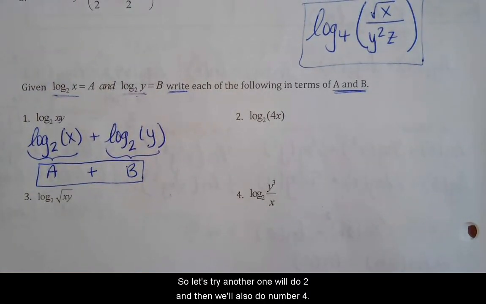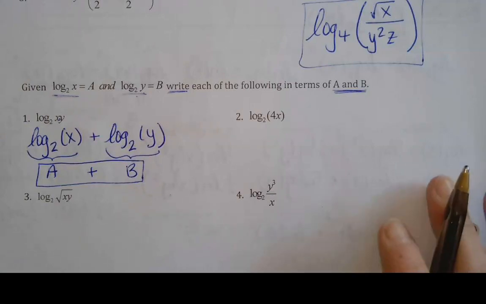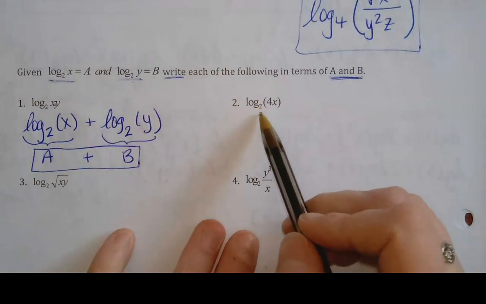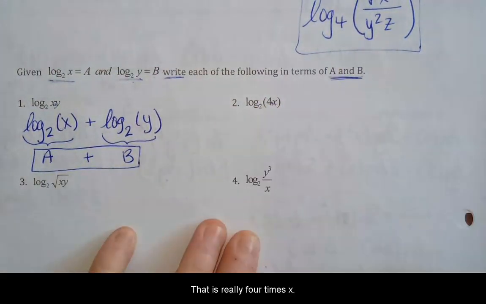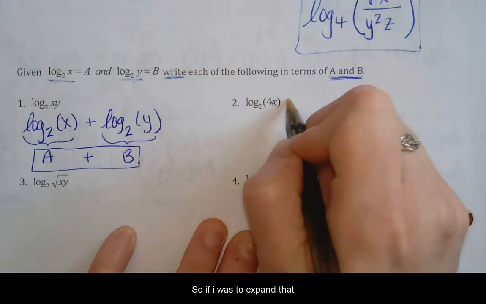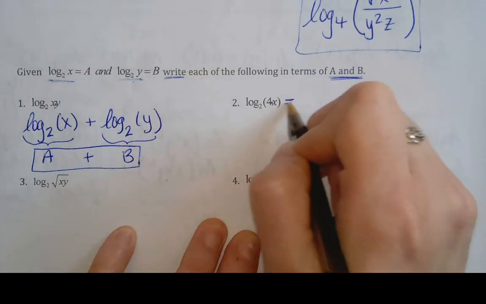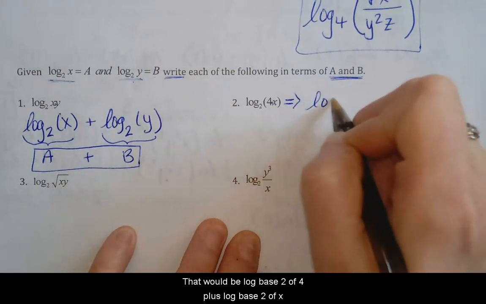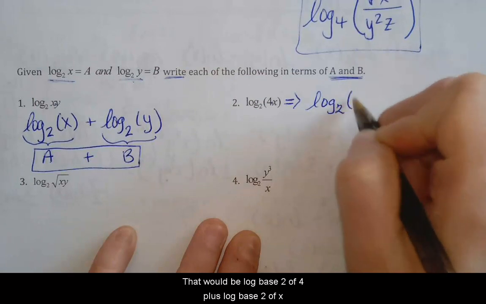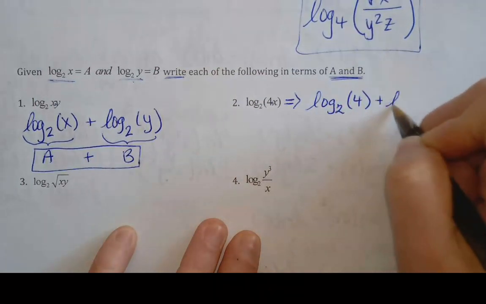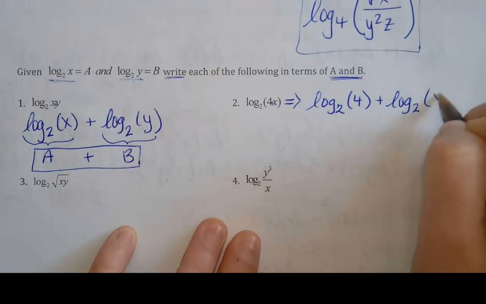So let's try another one. We'll do 2, and then we'll also do number 4. All right. Log base 2 of 4x. That is really 4 times x. So if I was to expand that, that would be log base 2 of 4 plus log base 2 of x.